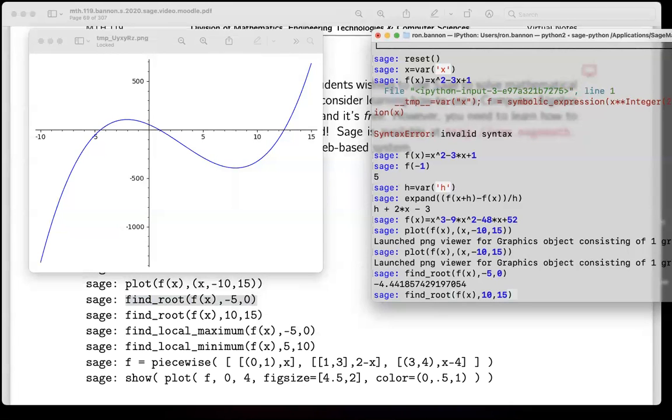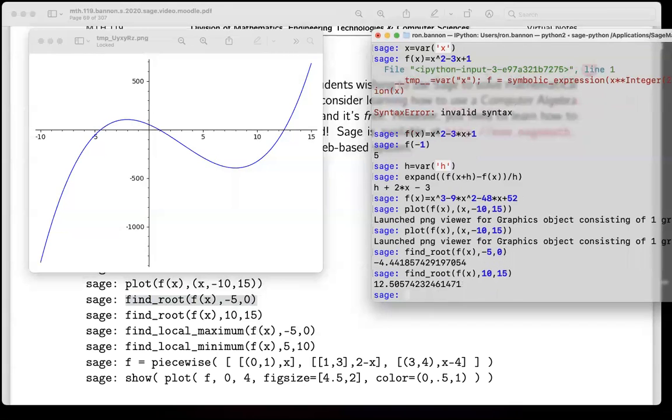And I said 12 point something, right? Let's see what happens. There it is, 12 point something. You can see the power of Sage, by the way, right? Let's find the other one, okay?